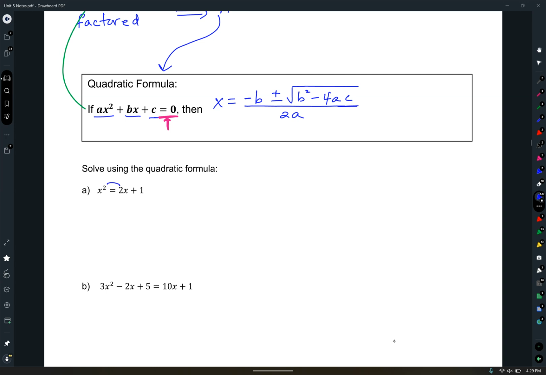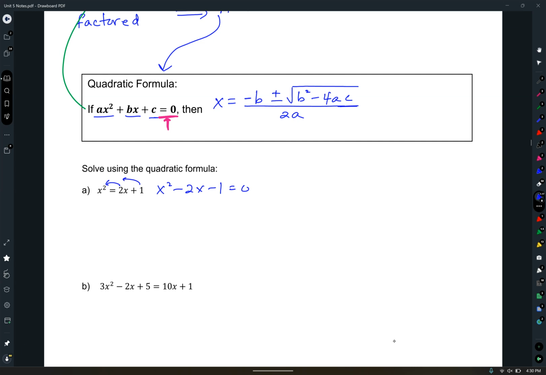Most people tend to like it on the right side, so I'm going to do that. So I'm going to subtract 2x, subtract 1. So I'm going to have here, let's see, x squared minus 2x minus 1. And that way it's going to equal 0.